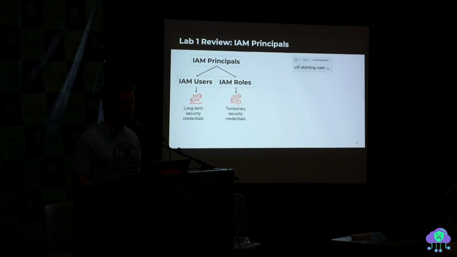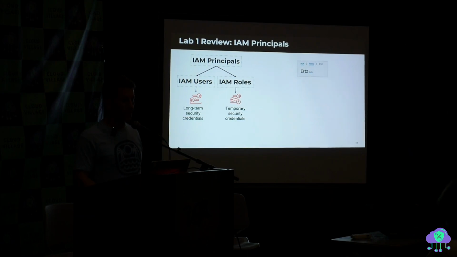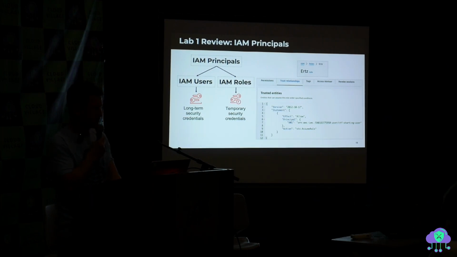So what do they look like? This is a user. A user has permissions, and the permissions are one or more policies. And then you have roles that also have permissions, one or more policies that make up the permissions. But the difference is that roles have this trust policy, this trust relationship. And this is what that looks like. So this is a role trust policy saying that the CTF starting user can assume this role. This is like a run as in Windows, for example.